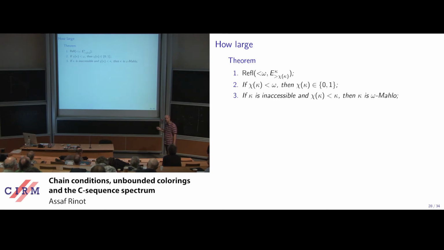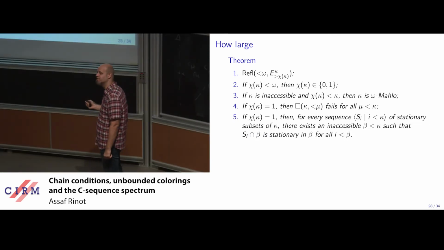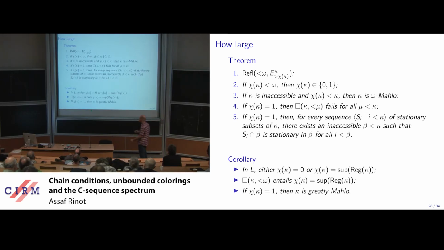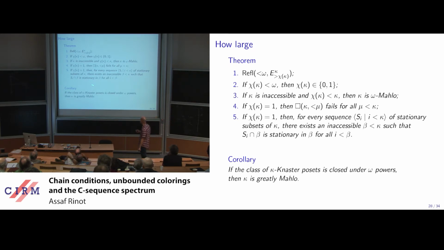And the other thing is if kappa is inaccessible and Xi of kappa is finite, then kappa is at least omega-Mahlo. If Xi of kappa is 1, then you have failure of narrow squares, and you have diagonal reflection. Just this combinatorial assumption of Xi of kappa equal 1 gives you diagonal reflection. Putting this together, you get that in L, you have the dichotomy, right? Either you are 0 or you are as large as possible. If you have a narrow square, then you get that Xi is as large as possible. And most importantly, if Xi of kappa is 1, kappa is greatly Mahlo. So this is another improvement of our result. We get that if the class of kappa-cc posets is closed under taking omega powers, then kappa is greatly Mahlo.